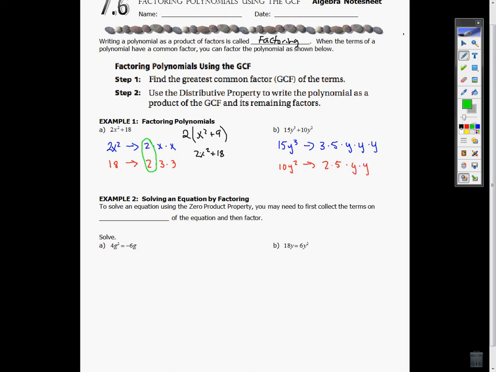So what do they all have in common? Well, I'm seeing 5's, and I'm also seeing y's. I'm seeing 2 sets of y's. So what do they all have in common? It looks like 5y squared can be divided out of each of these terms evenly. So let's put that aside, 5y squared. And let's see what happens. When I divide this out of 15y cubed, I'm left with 3y to the first. And then when I divide it out of 10y squared, I'm left with 2 and no y's actually.